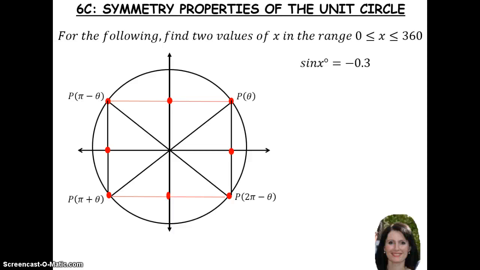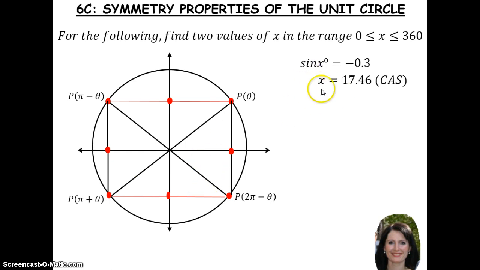For sine x degrees equals negative 0.3. So they're saying to us, what two angles will give us a length for sine of negative 0.3? First of all, let's think about where sine will be negative. So sine is our y value, so it must be in quadrant 3 and quadrant 4.